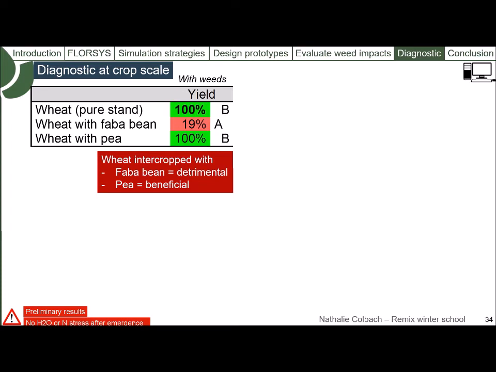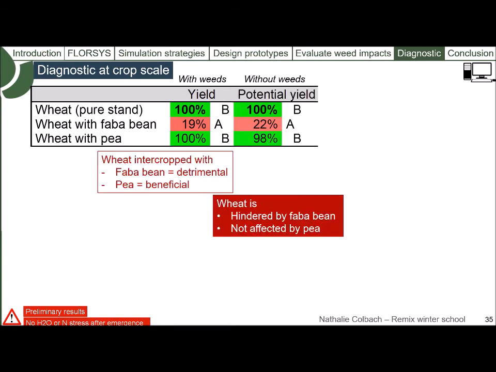And finally, to understand crop-weed interactions, we looked at yield loss due to weeds. If wheat is intercropped with faba bean, its yield loss increases by more than 100% compared to wheat in a pure stand, whereas wheat intercropped with pea has a decrease of 10% in terms of yield loss. This means that wheat growth is hindered by pea, whereas it is not hindered at all by faba bean, it actually increases in the presence of faba bean.